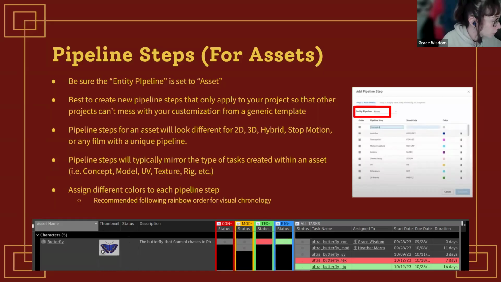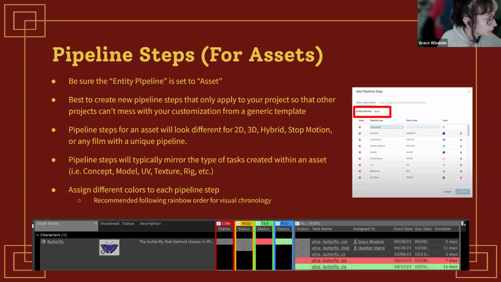So pipeline steps for an asset will look different for 2D, 3D, hybrid, stop motion, or any other film with a unique pipeline. For example, if you're doing a 3D film, you're going to need rigs done. A 2D film may need rigs done if you're doing puppeting, but if you're doing hand-drawn animation, obviously that's not a step you need to consider. So it's things like that. It'll be different for every project for what type of pipeline assets you need to set up.